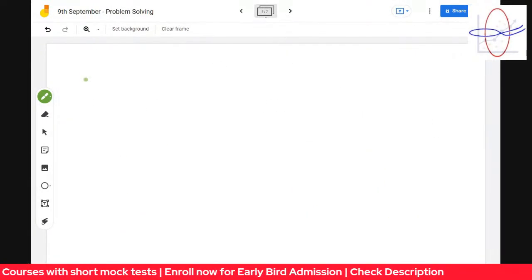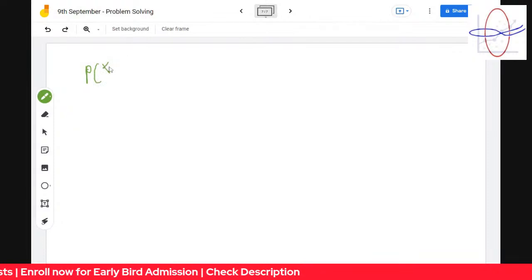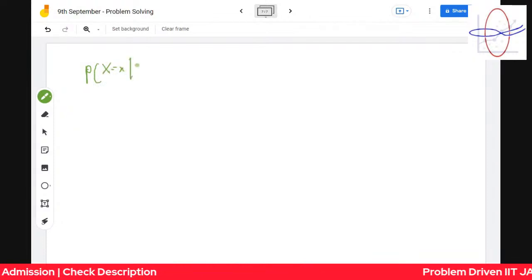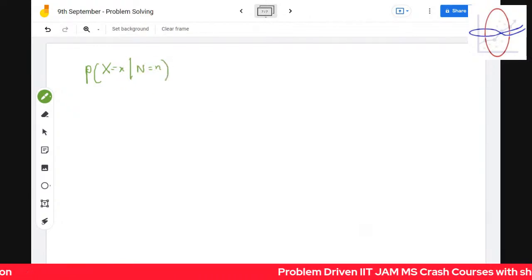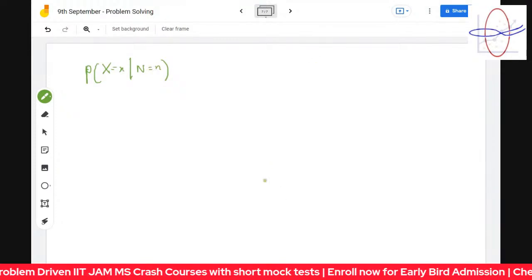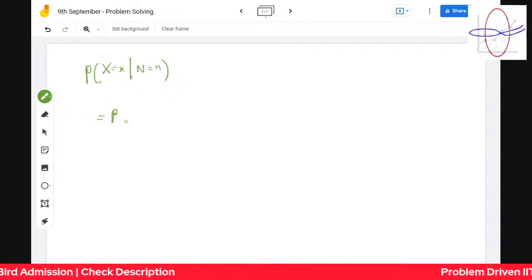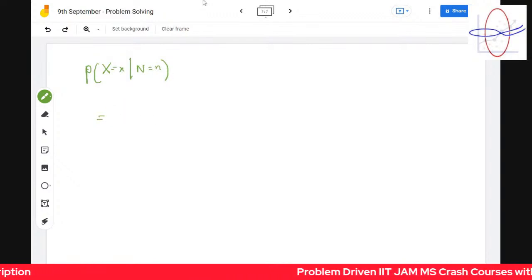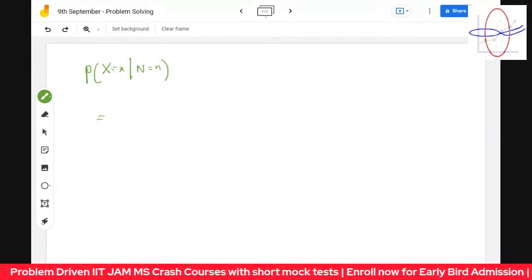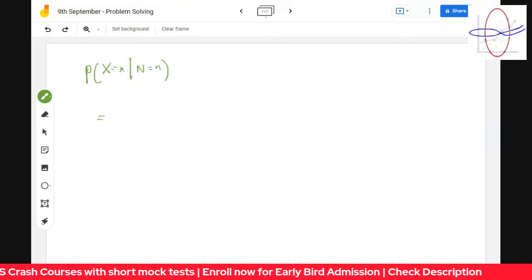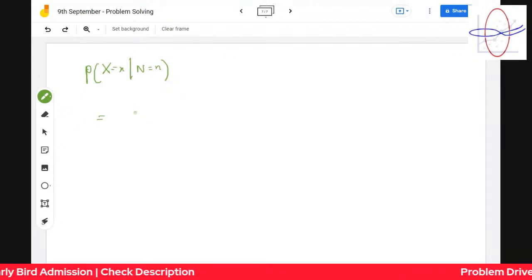That is, the probability that capital X is equal to small x, given capital N is equal to small n. Okay? So how will you do this? That means you want to understand what? How do you calculate conditional probability, guys? How will you calculate this? So you already know what? Can you use the previous? Yes, we have a joint and a marginal distribution. Very good. So you need to convert it into joint and marginal. How?